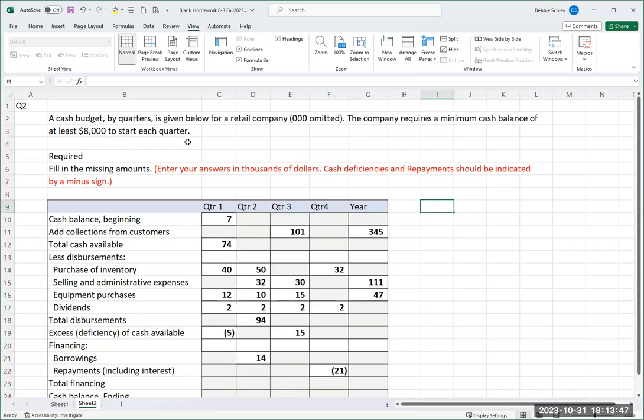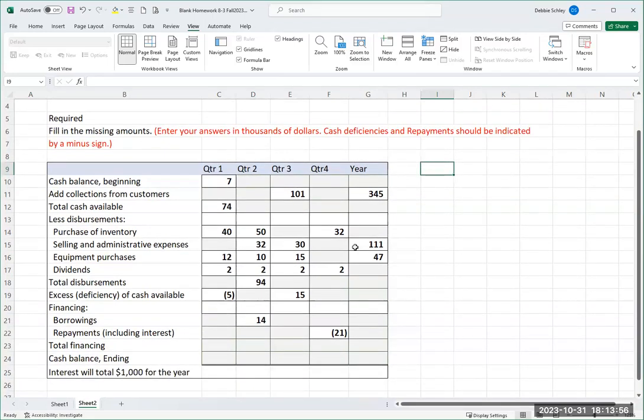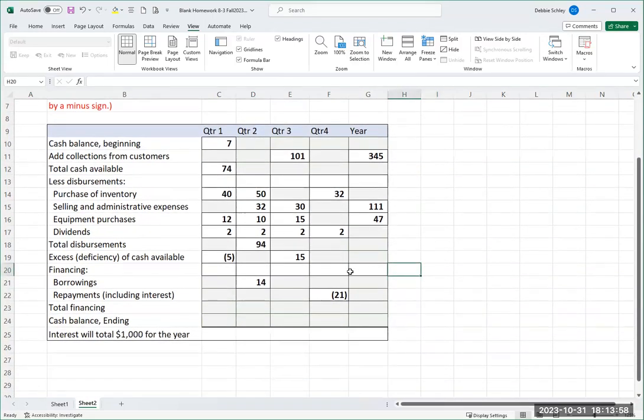So this is very similar to the previous problem. They've just taken the zeros off for us. And we have to fill in the missing amounts. So at first, this looks like a really bad game of Sudoku, but it's not. We can do this. So the very first thing I'm going to do is, if you'll recall, the beginning cash balance of quarter one is the beginning cash balance of the year.